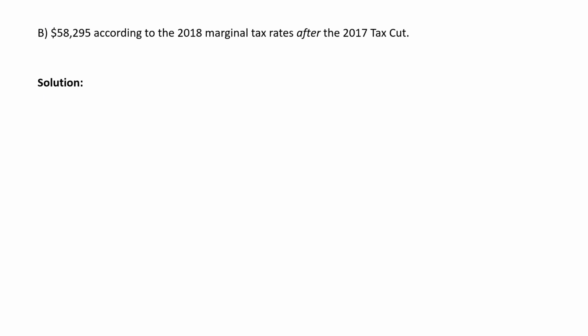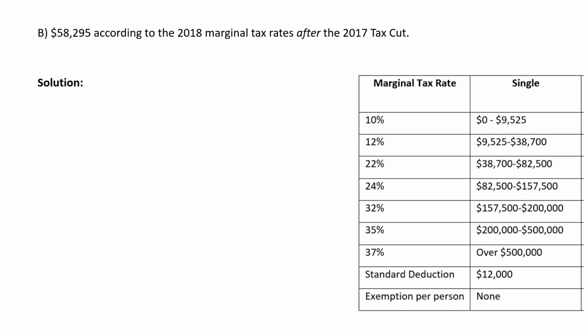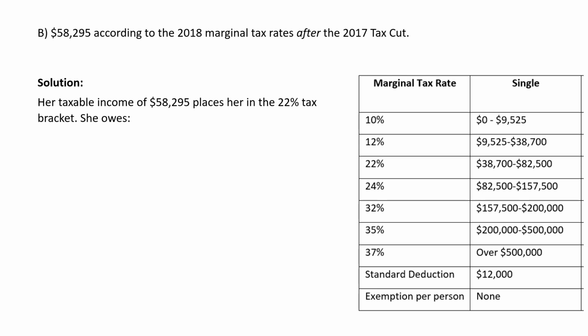Now Part B, $58,295 according to the 2018 marginal tax rates after the 2017 tax cut. So for our solution, we begin by looking at that tax cut tax table. This is the one that was in effect. Her taxable income of $58,295 places her in the 22% tax bracket.